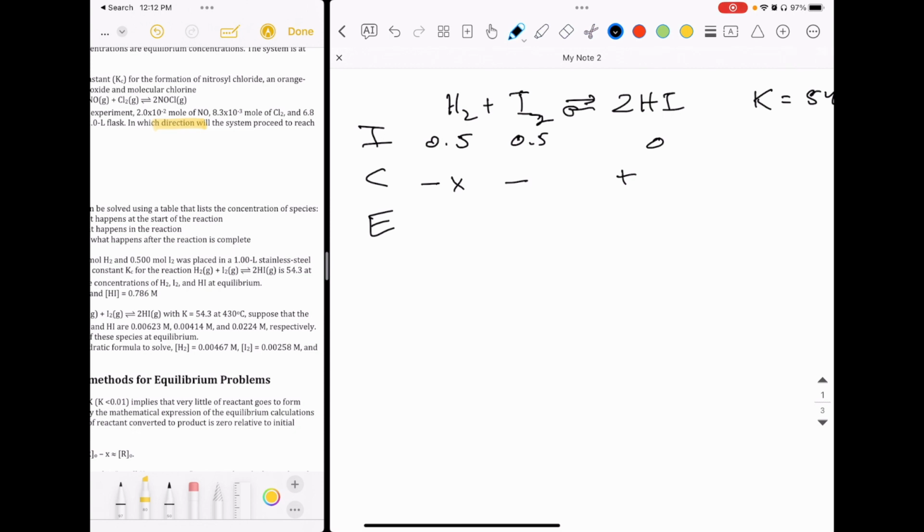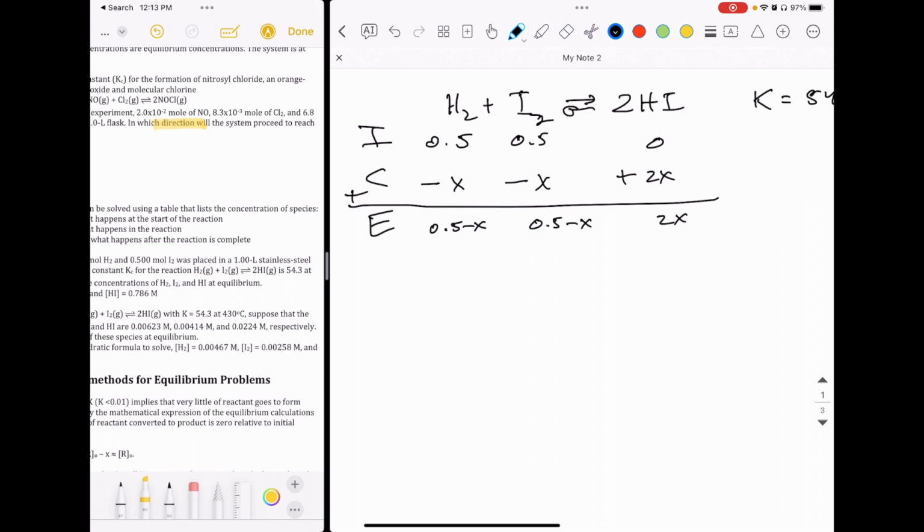Now, based on stoichiometry, if I'm losing X number of H2, I have to lose the same number for I2, right? And that also means, because of stoichiometry, I have to gain double the quantity of HI. Again, because the coefficient for HI is 2, coefficient for H2 and I2 are both 1. The equilibrium is the easiest to fill out because it's just a sum. You're just adding the first two rows. So half minus X, half minus X, and then this is 0 plus 2X, so it's just 2X.